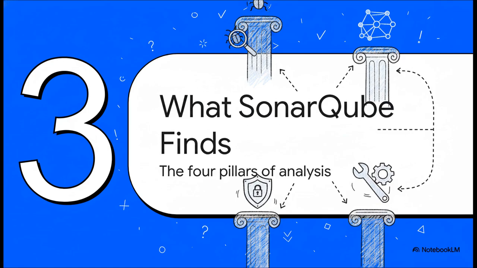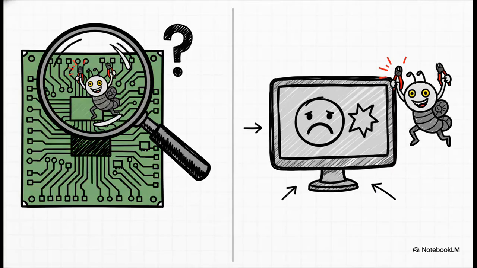Okay, so what is this automated reviewer actually looking for when it scans your code? Well, its analysis is built on 4 key pillars. First, the obvious one, bugs. These are the issues that are probably going to cause your app to act weird or even crash. Think about things like null pointer exceptions or subtle logic errors, the kind of stuff a human might totally miss during a code review, but a machine will spot every single time.